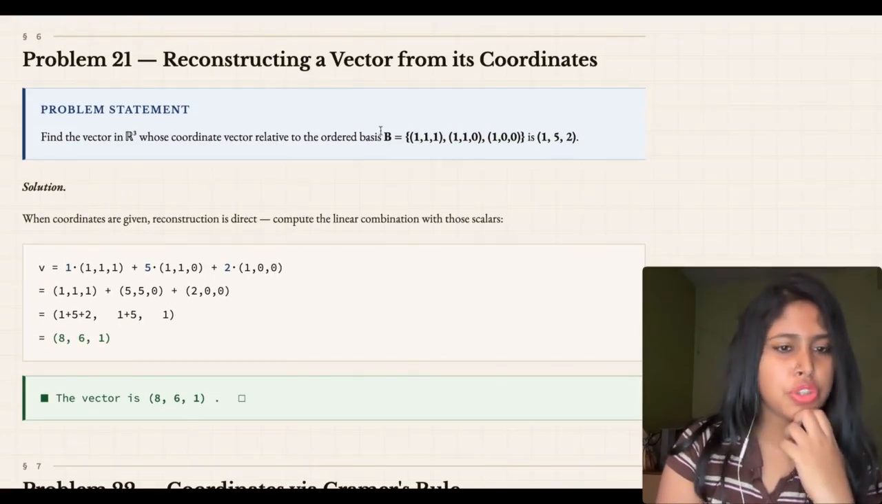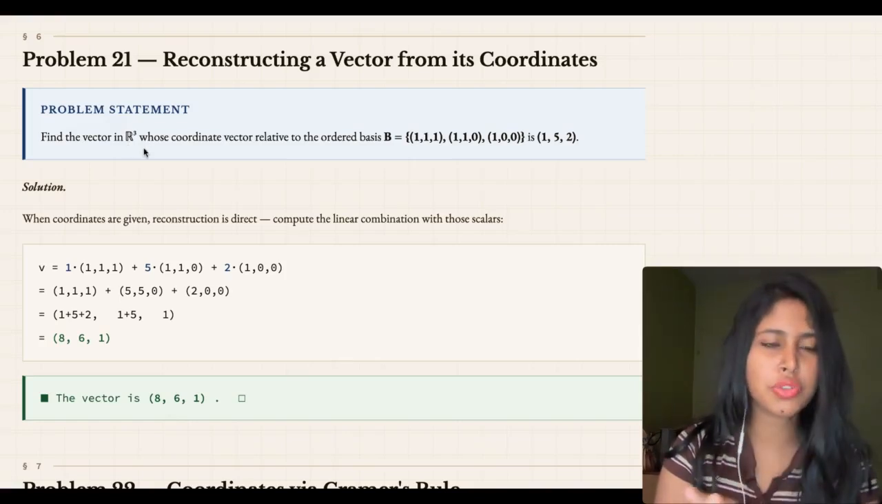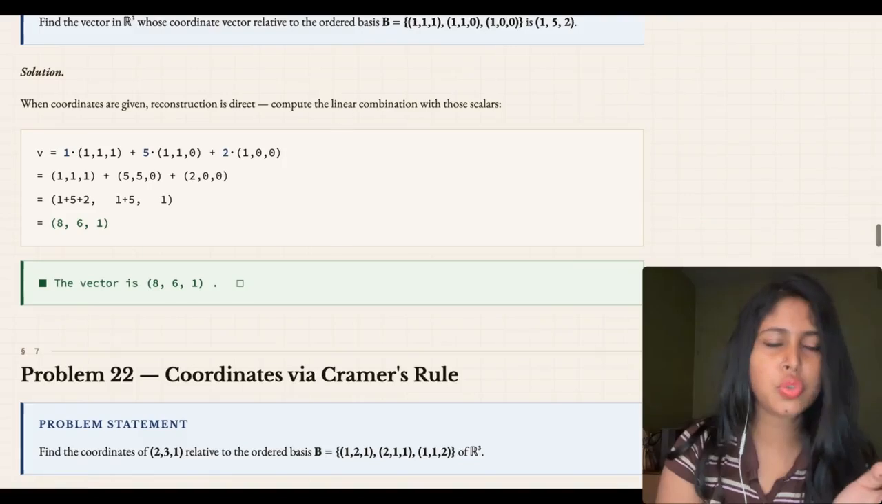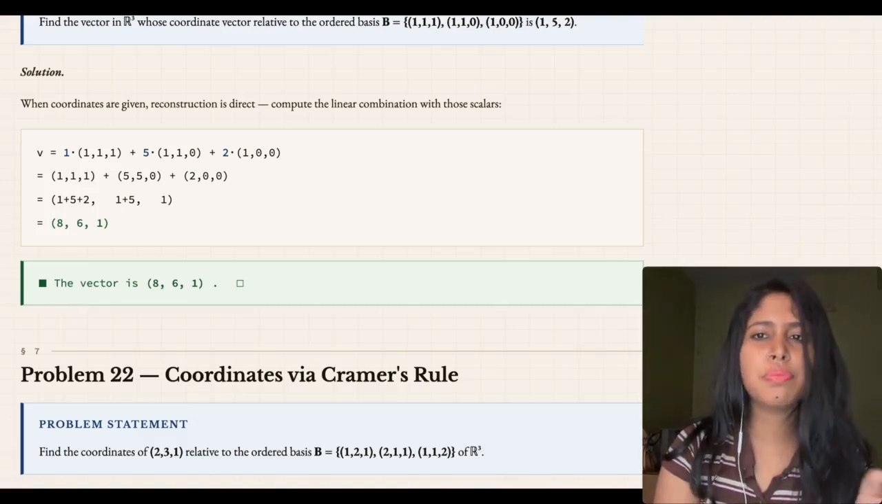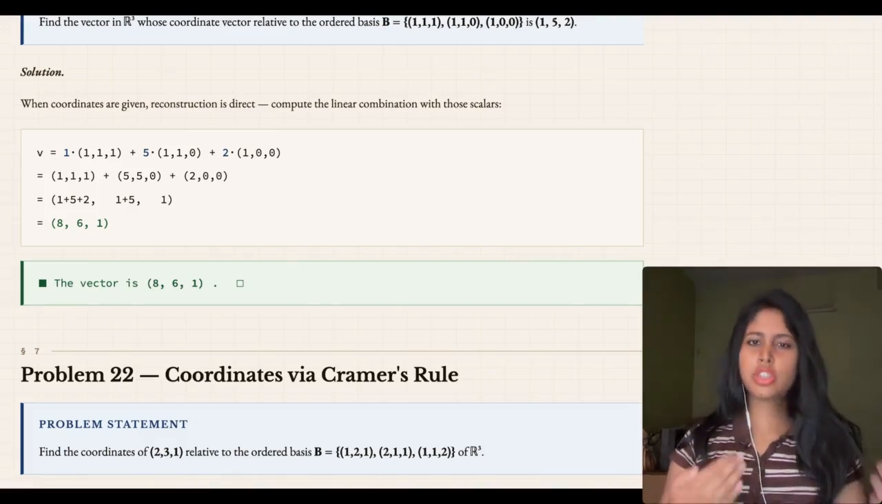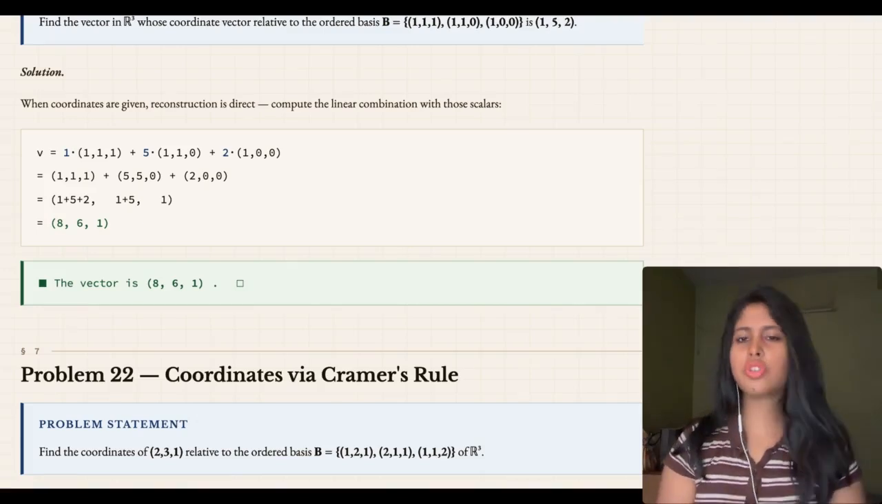Okay, in this question, you can see that here again we are saying that find the vector in R3 whose coordinate vector related to the ordered basis B is this. Okay, so again, this is a similar type of question which I have already shown, right? So here, this is a kind of intuitive question, right? Now here we can see in this question that this is basically the reverse of the previous question we just solved, right?